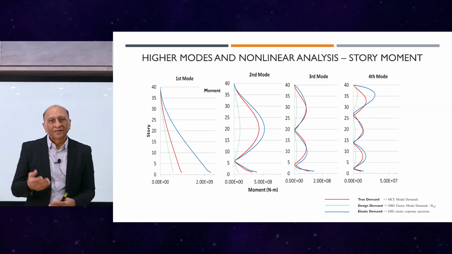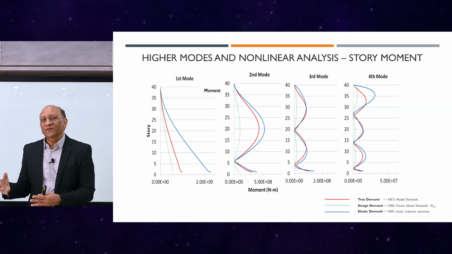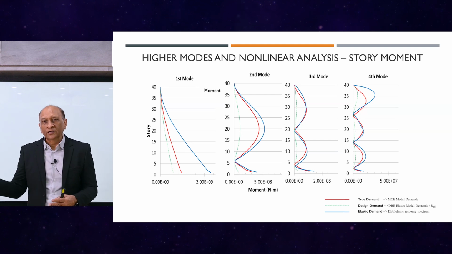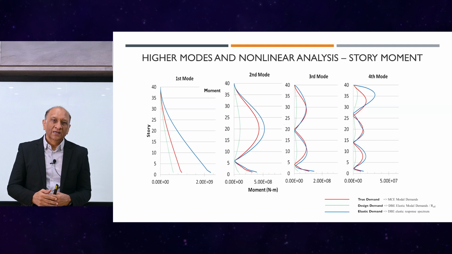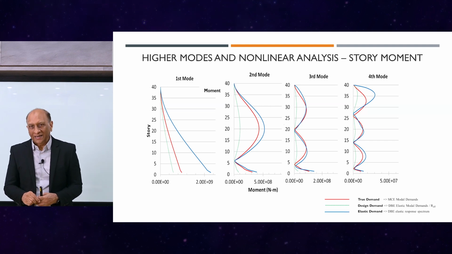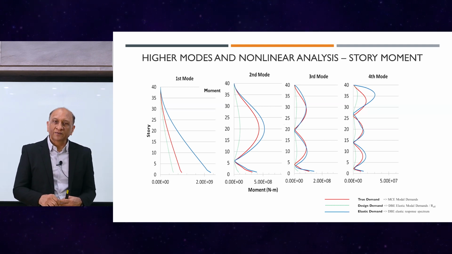But if you use R, then you have to be clear, because the higher modes have a significant contribution in shear. And if you reduce it by R, you are going to miss the demand significantly. So that's the challenge using R with tall buildings, especially with the higher modes.